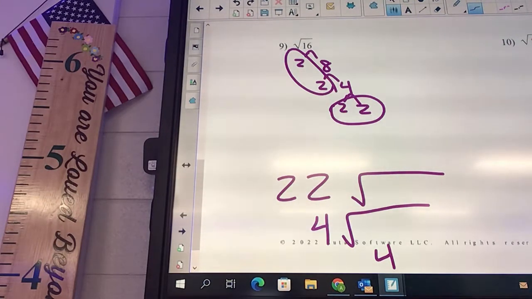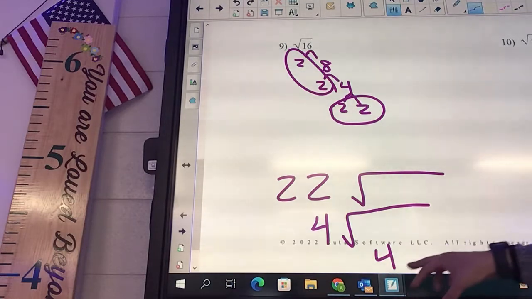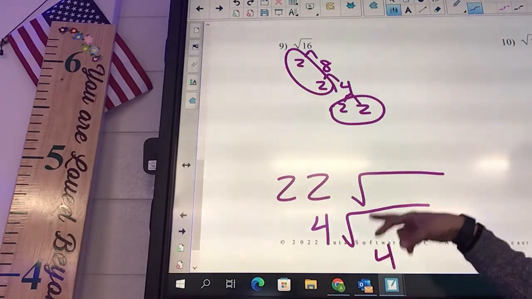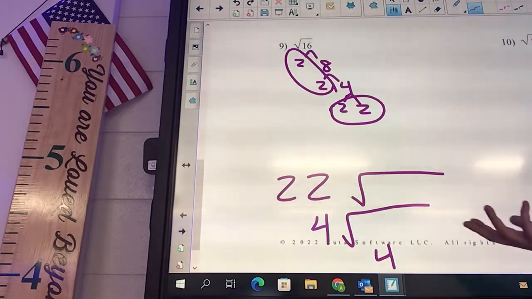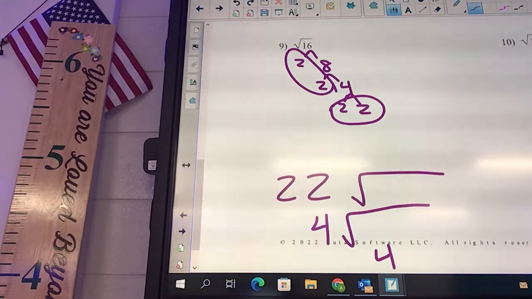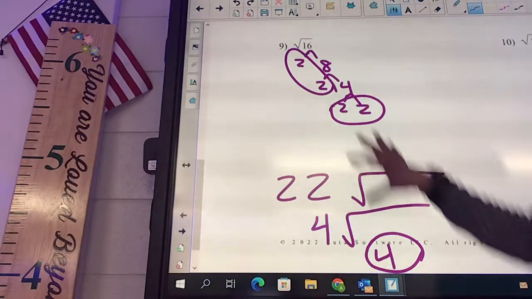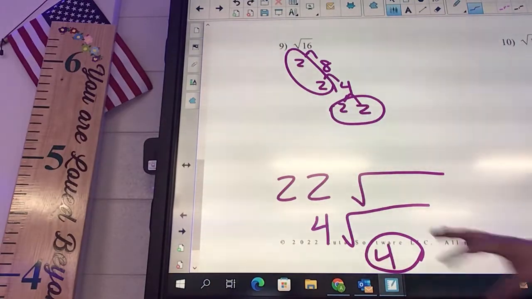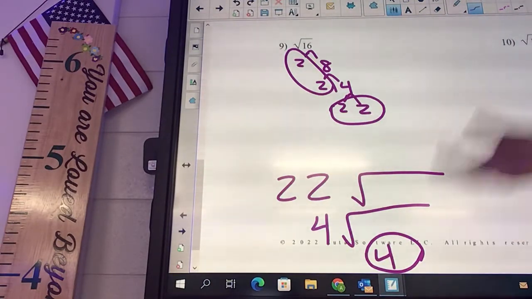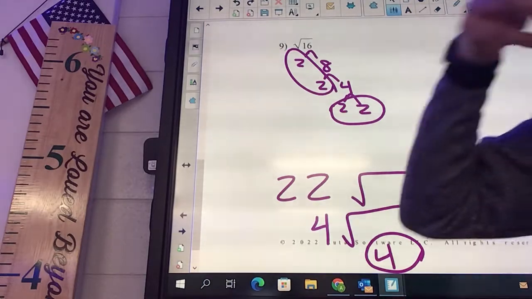Okay? We already know that a square root of 16 is 4. We don't say 4 radical nothing. We never say that. We say, what's the square root of 16? And you say 4, okay? But on these ones that you already know the square root, just write down the answer. You don't have to make the tree, okay?